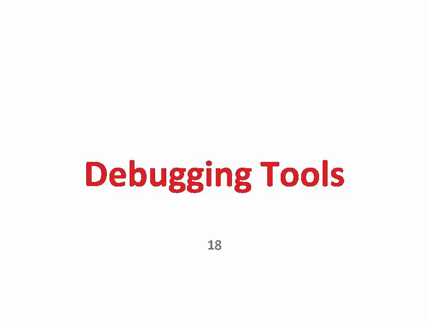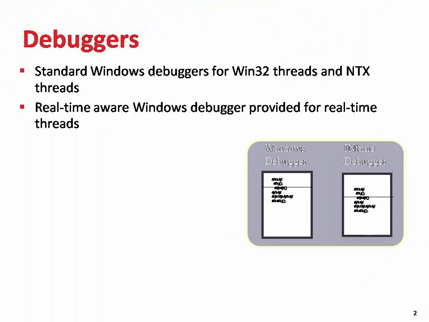Simple real-time programs can be tested using printf calls, but more complex programs require dedicated debugging tools. In this chapter we will discuss the debug tools provided with EanTime. You can use the standard debuggers supplied with the Windows Development Tool for the non-real-time portions of your system.